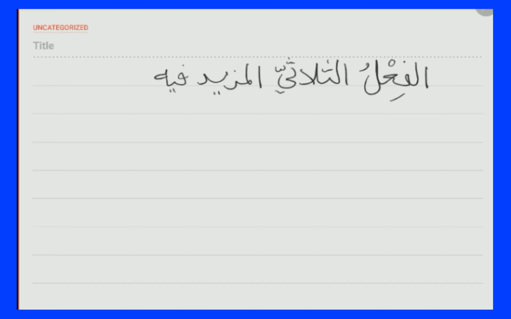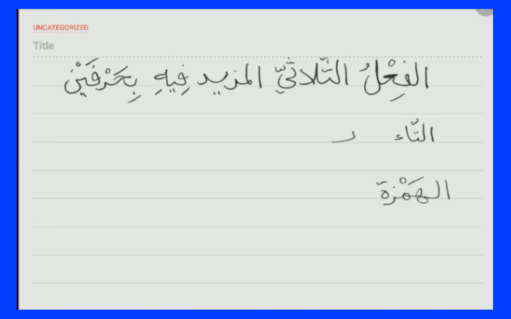Inshallah, you're used to my handwriting. بحرفين. Triliteral verb with 2 extra letters. Either starts with a ta or starts with a hamza. I'm spelling out the word ta. I was about to just do ta like this, and sometimes I do. That's out of laziness. The scholars used to actually spell the name of the letter. So inshallah, we'll do like the scholars do.